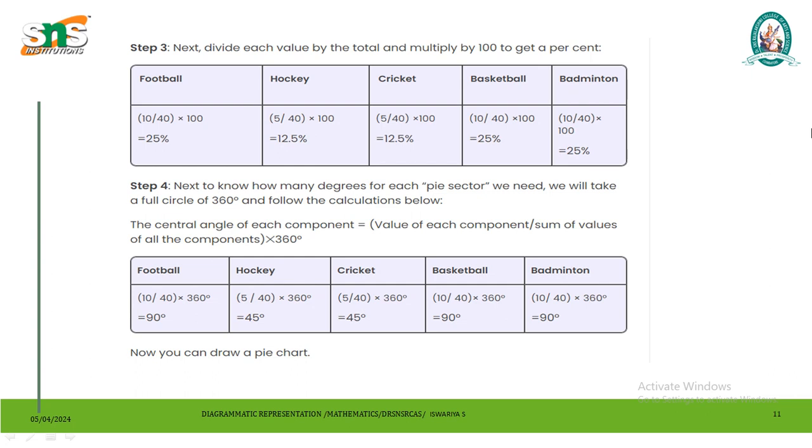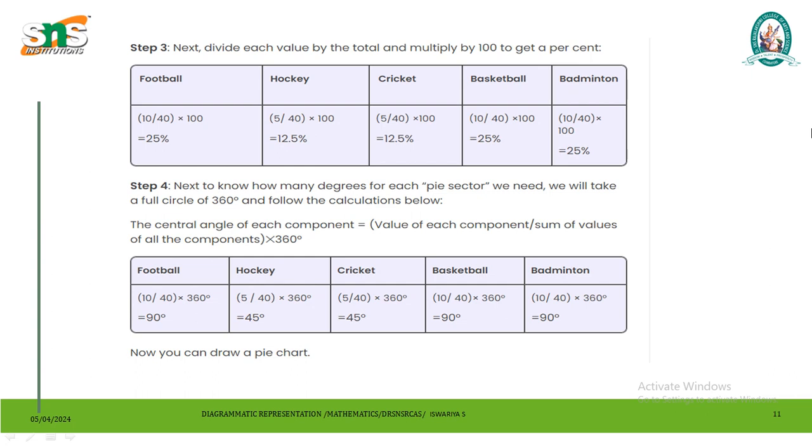And next, to know how many degrees each pie sector needs, we will take a full circle of 360 degree and follow the calculation below. So the formula is central angle of each component is equal to value of each component divided by sum of values of all the components, multiplied by 360 degree. So the values will be divided by 40 and multiplied by 360 degree. So we get the values in the form of degree.